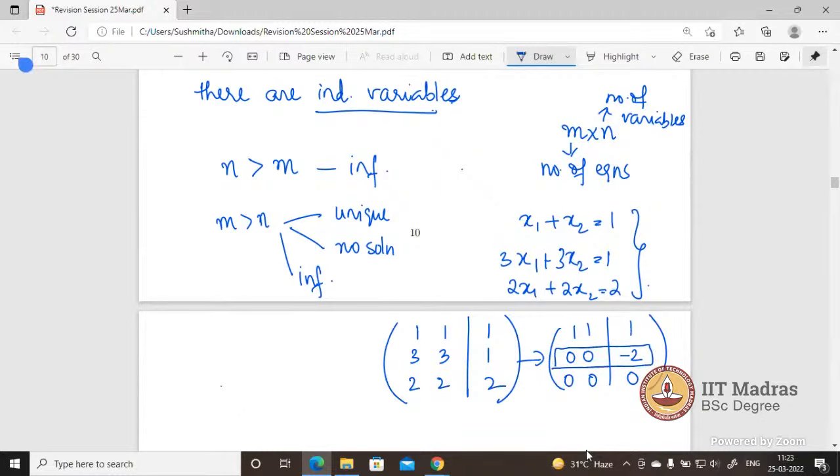But if I had, say, some other number here, then this is consistent, right? In this case, it's infinitely many solutions. And in this case, there is a pivot in each column, so unique solution, right? Yes. Unique solution.